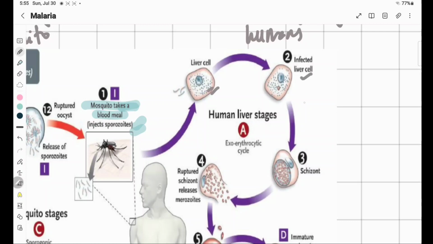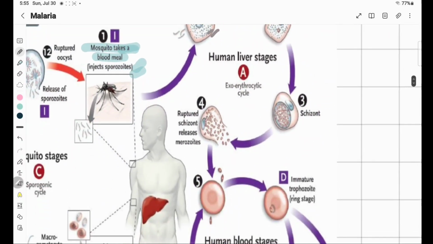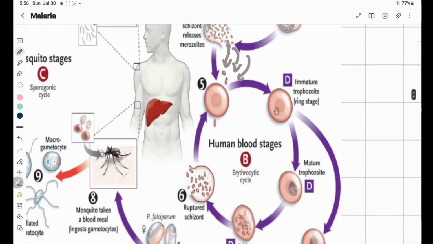It infects the liver cell, the sporozoites, and then it is going to form a schizont, a big sac filled with a lot of merozoites. That is a schizont, right? So this is the whole cell right here. Inside the whole cell, there is a big sac-like structure you see right here. That's the schizont. In this schizont, we have merozoites. The schizont is going to then rupture and release the merozoites. These merozoites are released into the blood.